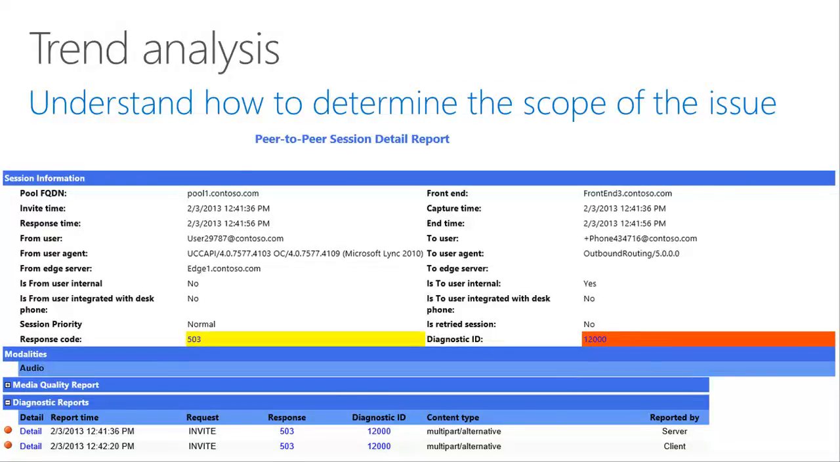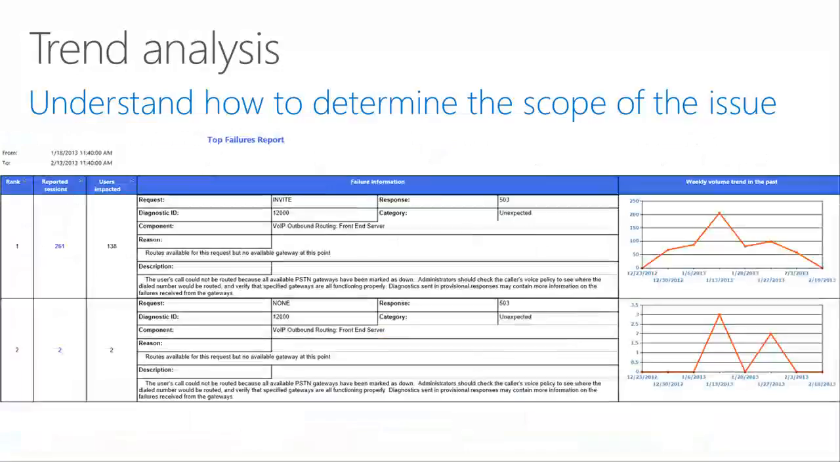So we're back to that peer-to-peer session detail that we were looking at before. Now you can click on these diagnostic codes that are shown right here. Instead of before, where we clicked on detail, now I click on the diagnostic code, and it takes me to more detail about that diagnostic code. So now I can see the impact. Now that I've figured out that I had an issue, I can look at the overall impact to my environment of that particular issue. You can see here that we had 261 reported sessions of this particular diagnostic ID.